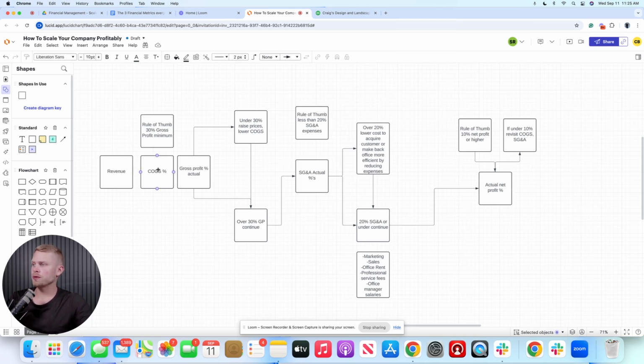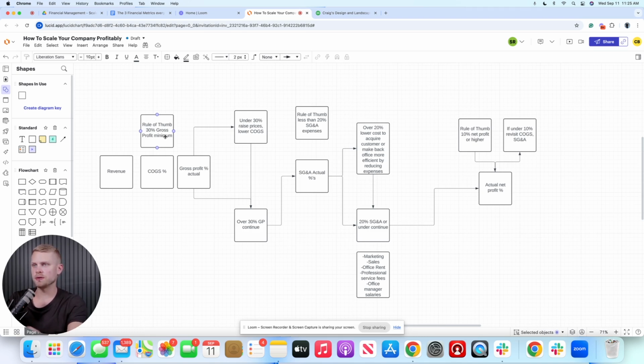And then what are those 3 keys that we're looking at? Number 1 is our gross profit. Number 2 is our company's SG&A expenses. And number 3 is our company's net profit. So when we're looking at this on revenues for the company, as that money comes in, the gross profit percentage that we want to look at is, are we achieving a minimum of at least 30% gross profit or more?